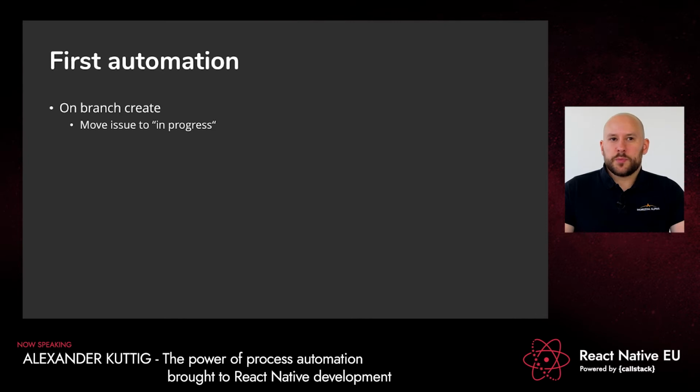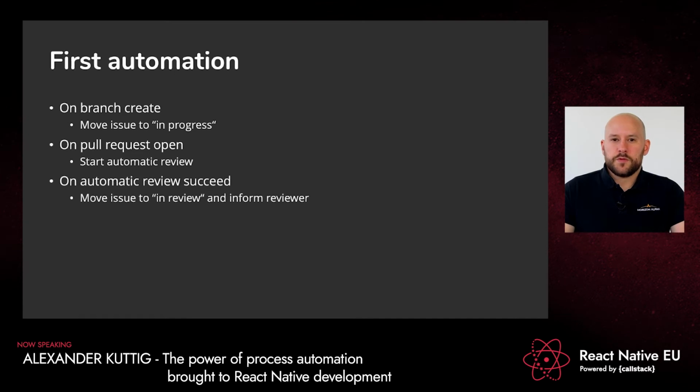When the developer opens a pull request, the automatic pull request review starts immediately. When the automatic review succeeds, we move the issue to the in review column and we inform the reviewer, the second developer who has to do the manual review. Again, Jira, very cool here because the second developer gets the information and the notification the way he wants, and I have the guarantee that he reads it.